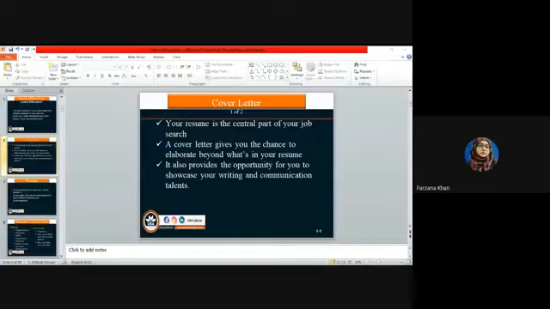So it also provides the opportunity for you to showcase your writing and communication skills, as you will here try to convince your reader by utilizing your writing skills and showing your skills which meet the requirement of the position. Then the other person can see also your communication skills, your talent, how you write your cover letter, and the credentials which you mention in your cover letter.